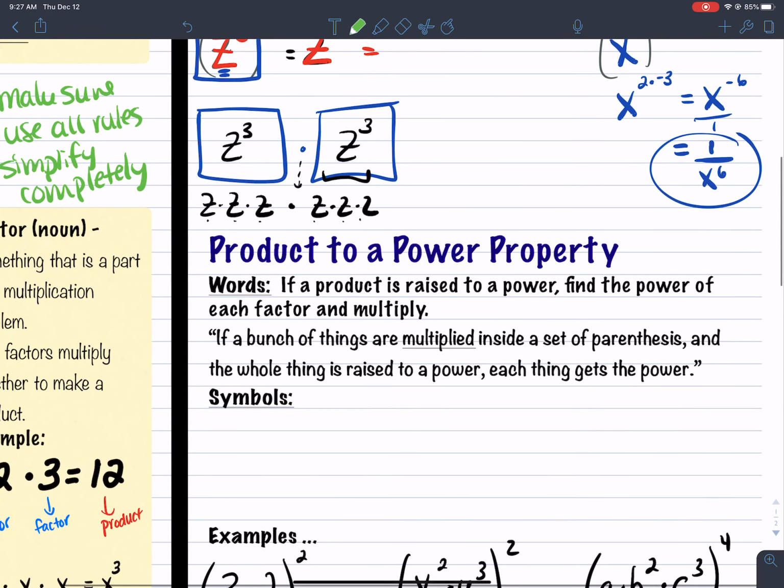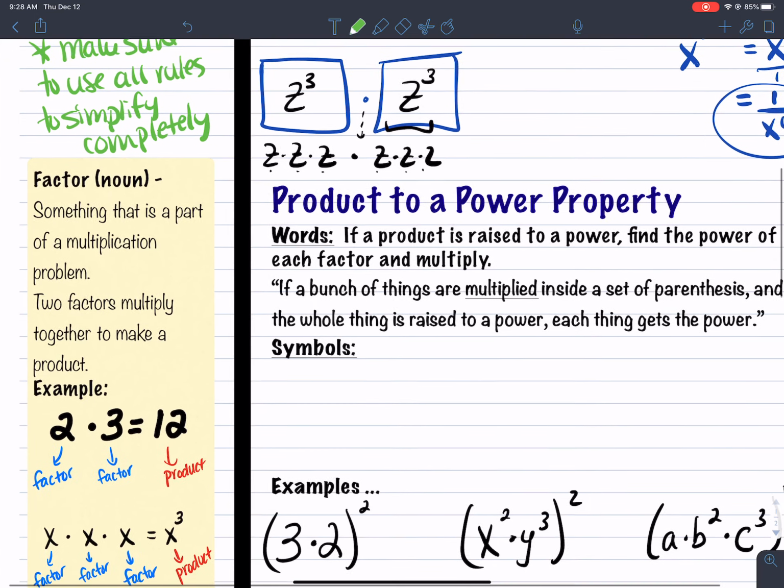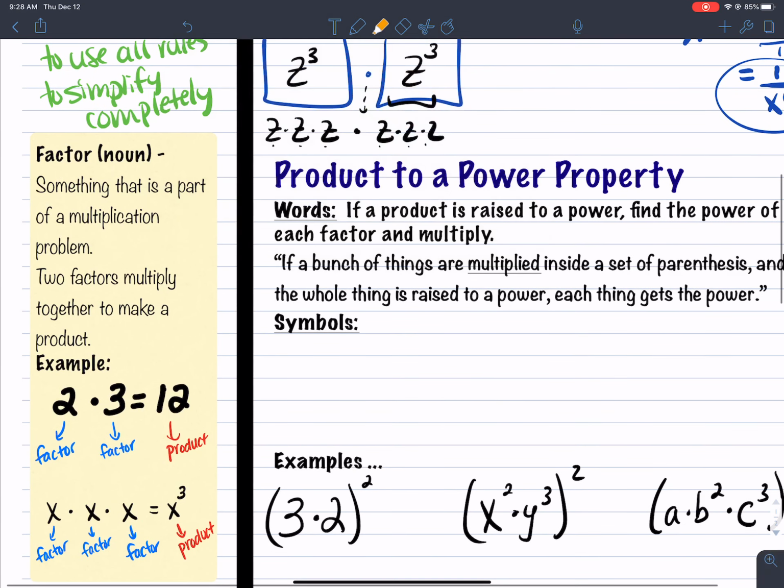So here we have a product to a power property, and in words what it says is if a product is raised to a power, find the power of each factor and multiply. So you see in the margin here that I defined that word factor for you if you were unfamiliar with what factor meant. And all the factor is, it's just one of the numbers in a multiplication problem. So for example, I wrote down here 2 times 3 was equal to 12. So 2 and 3 are factors because of the things that were being multiplied.